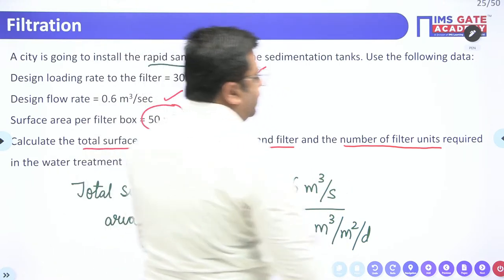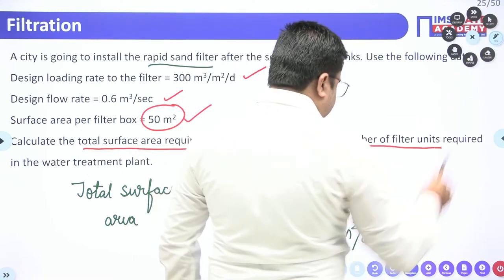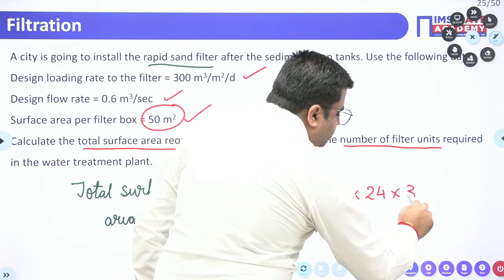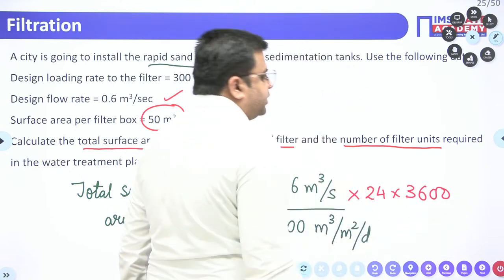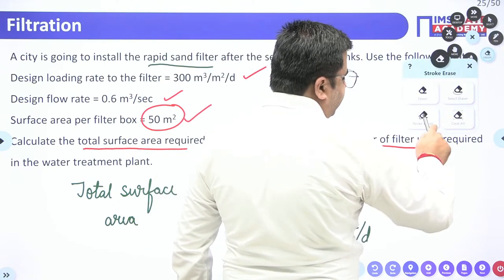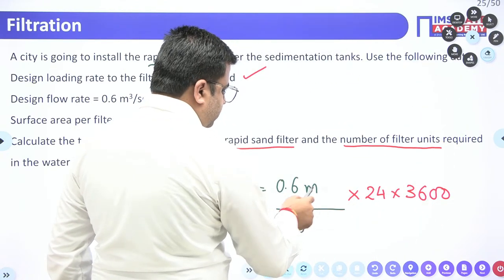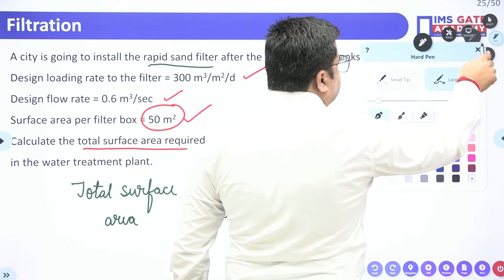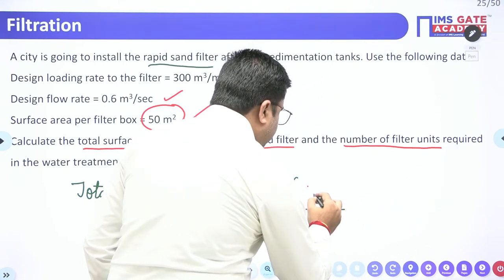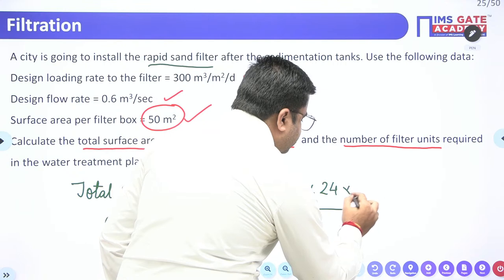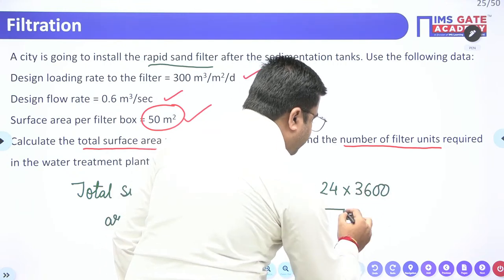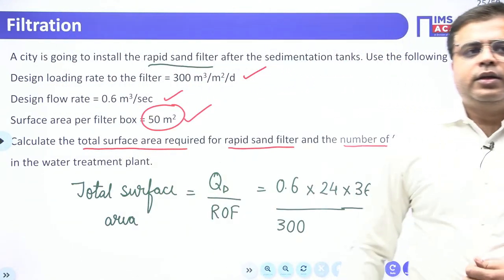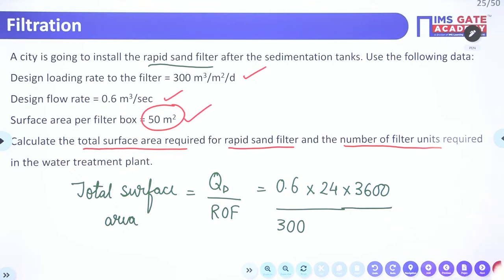So in this expression, just multiply the numerator by 24 into 3600. So this is going to give you the total surface area of the rapid sand filter. Get me quickly the total surface area of the rapid sand filter that is required.